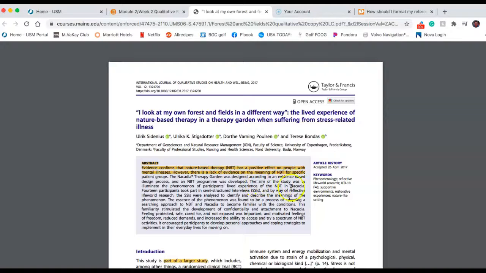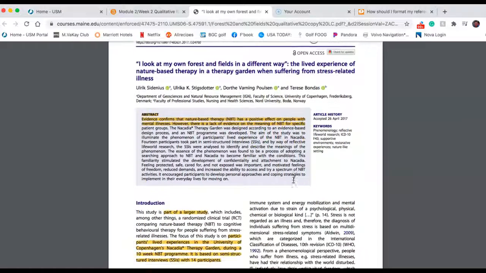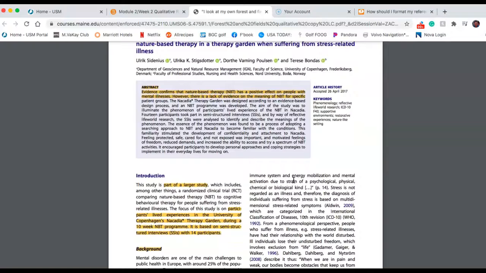Now if you go on, you can see 14 participants, so that's what the sample size was, took part in semi-structured interviews. So right there we have a tremendous amount of information, and if you were just scanning articles wondering is this a primary source or secondary, you got the clue right up here: the aim of the study. That's a good indication that this is a primary source.